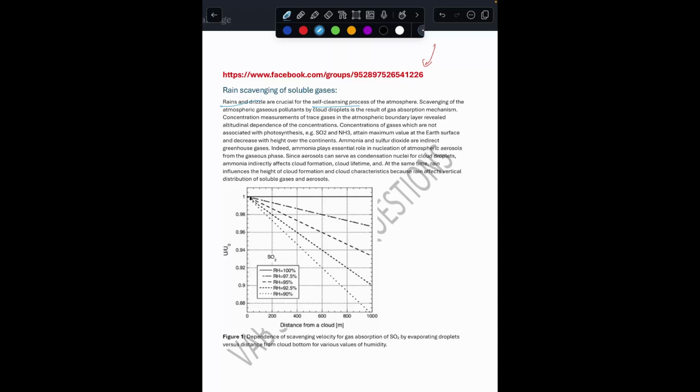Scavenging of the atmospheric gaseous pollutants by cloud droplets is the result of gas absorption mechanism. So basically what they're saying is, if you've got cloud droplets, say I draw a droplet, it scavenges pollutants. Scavenges means to get rid of, basically, or suck out, which is equivalent to getting rid of.